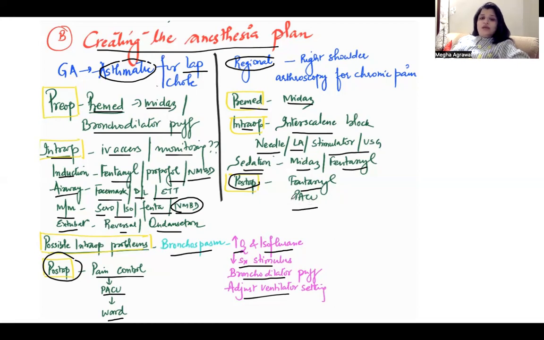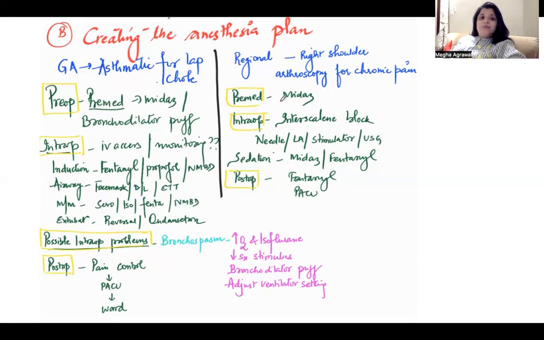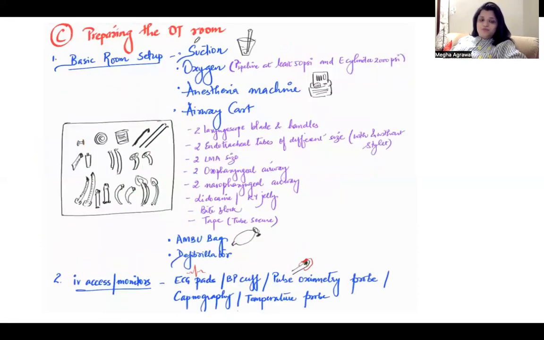So now we know about the pre-anesthetic checkup of the patient and we have created the anesthesia plan. The next is preparing the operating room, the OT room. Okay? In this, there are different things like basic room setup. Before you take the patient inside, you want your OT to be perfect for that patient.